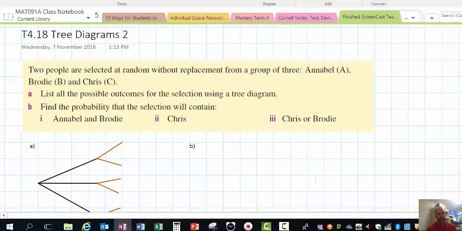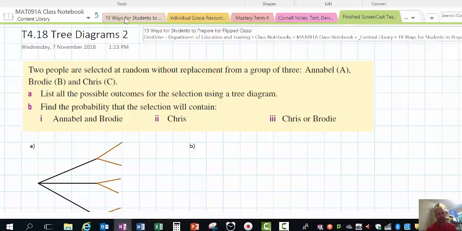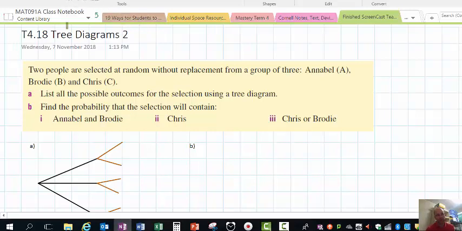Okay, this is our second video on tree diagrams, and we're going to extend on what we saw in the first video, and we've got an example here that will allow us to do that. It says two people are selected at random without replacement from a group of three. So two people are selected and we have three choices. So we need to be clear on that.